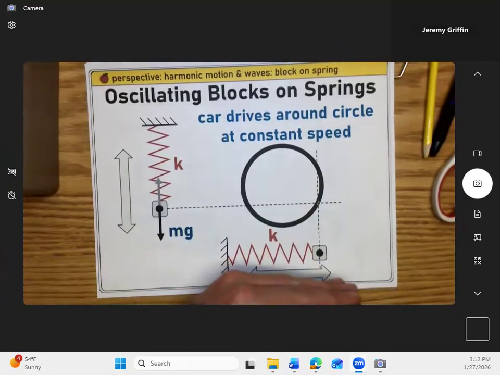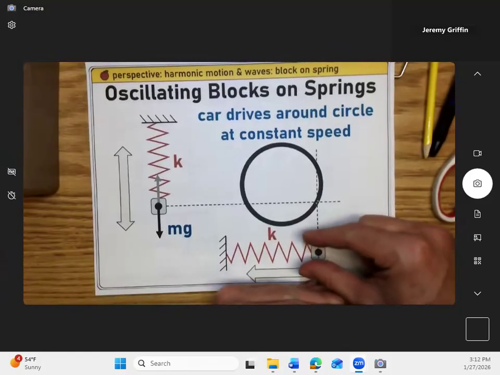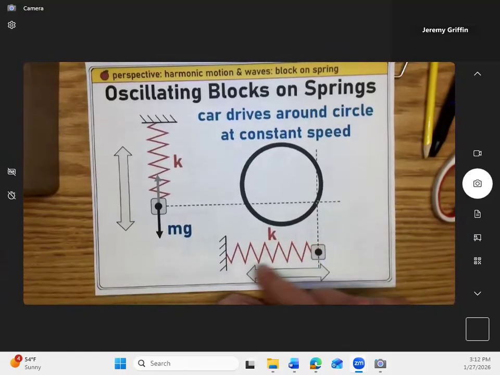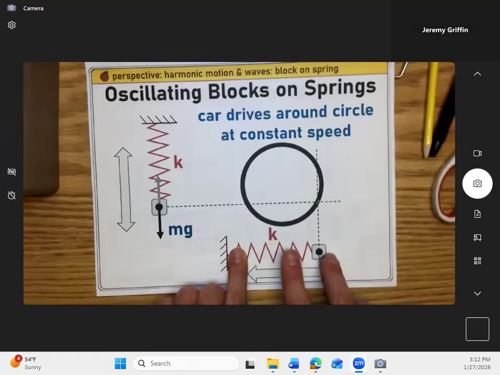Now, could you guys imagine there's an air hockey table? You guys see an air hockey table right here? And I pull this back and let it go. It oscillates just horizontally with no friction. Do you think it's also going the fastest through the center? Yeah, like that.